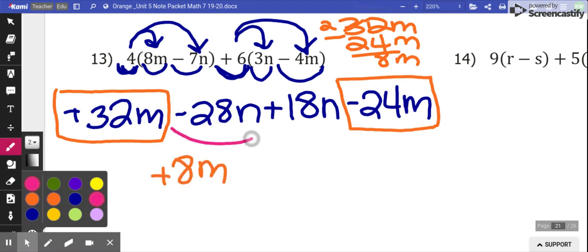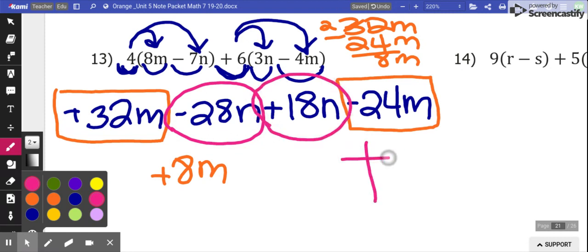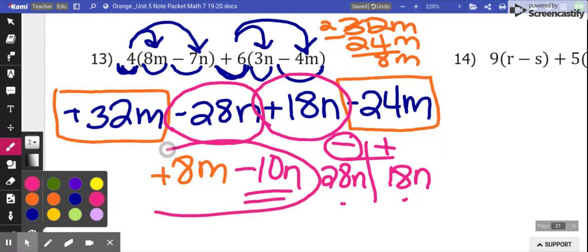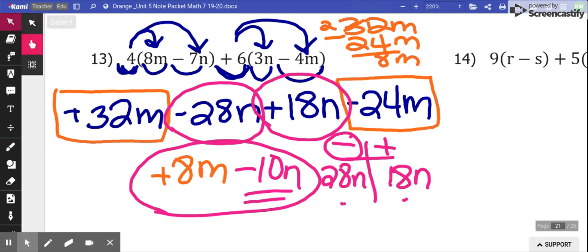Next, negative 28n, positive 18n. So I have a negative 28n and a positive 18n. Which sign wins? Negatives. By how much? By 10n. So it's going to be minus 10n because negative wins. And there's your answer.